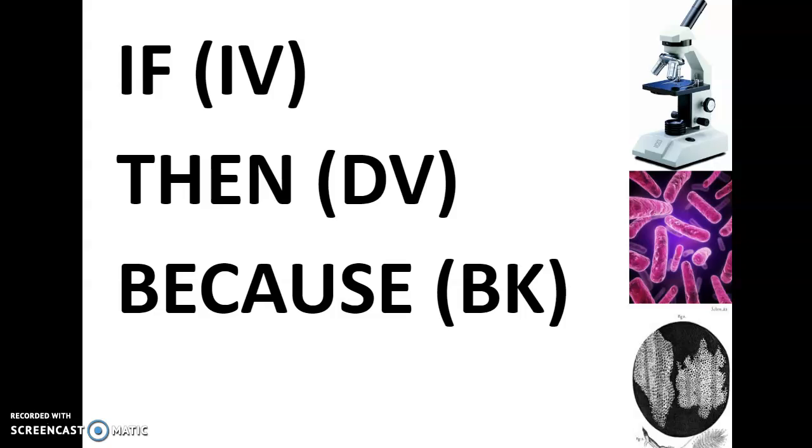So just to break this down, easy way to look at it, if IV, so IV stands for independent variable, then DV, so DV is dependent variable, because BK. So BK is background knowledge. So this is essentially just this format, but in easier ways. So if independent variable, then dependent variable because background knowledge. If your hypothesis is always in this format, you will be doing exactly what you need to be doing.